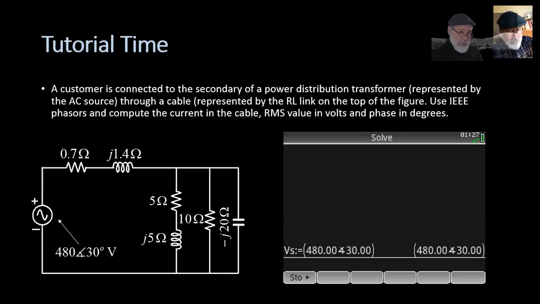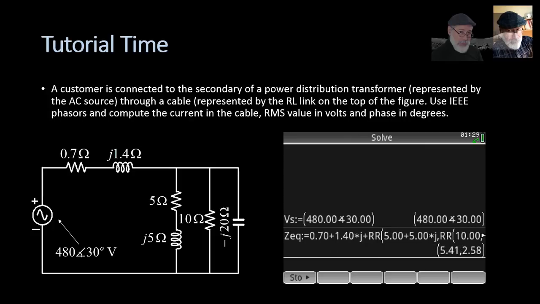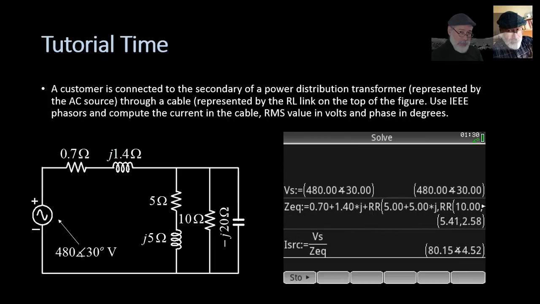Let's define that variable in the calculator, the HP Prime. The voltage source is 480 with 30 degrees. The impedance seen by the source is computed as we've done many times in the recent past. If we divide the voltage source phasor by that equivalent impedance, we get the current in the source, 80 amps with 4.5 degrees.